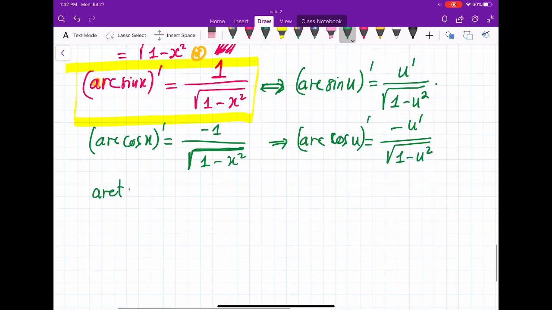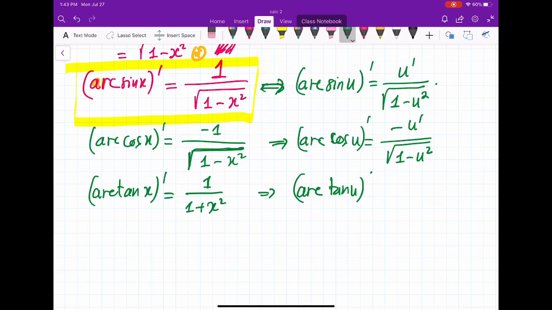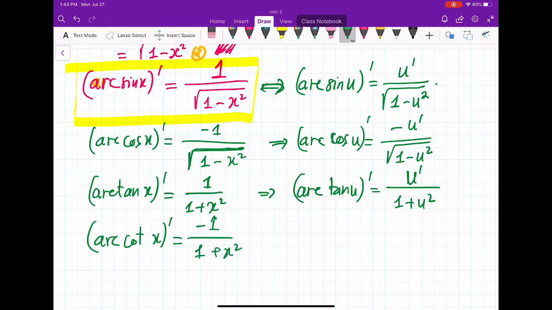For arctangent, you have the following one: 1 over 1 plus x squared, and if you have the function u over there, you have u prime over 1 plus u squared. And for arccotangent, you have negative 1 over 1 plus x squared. And if you have a function u, you get negative u prime over 1 plus u squared.